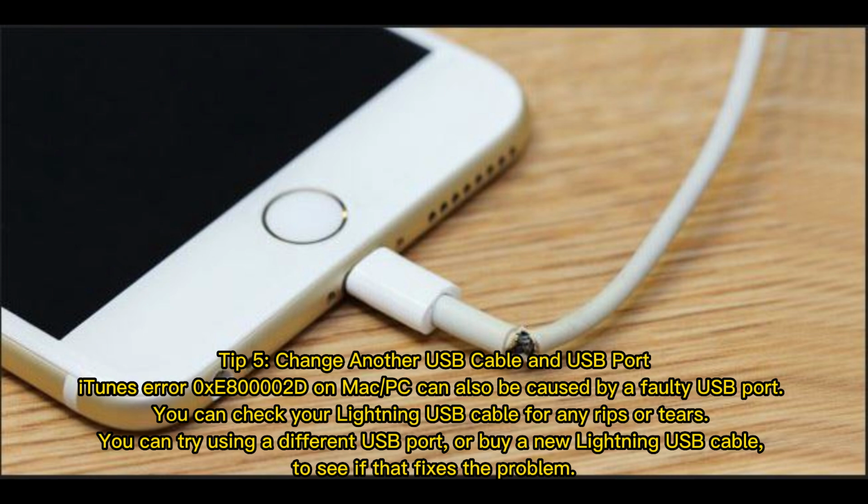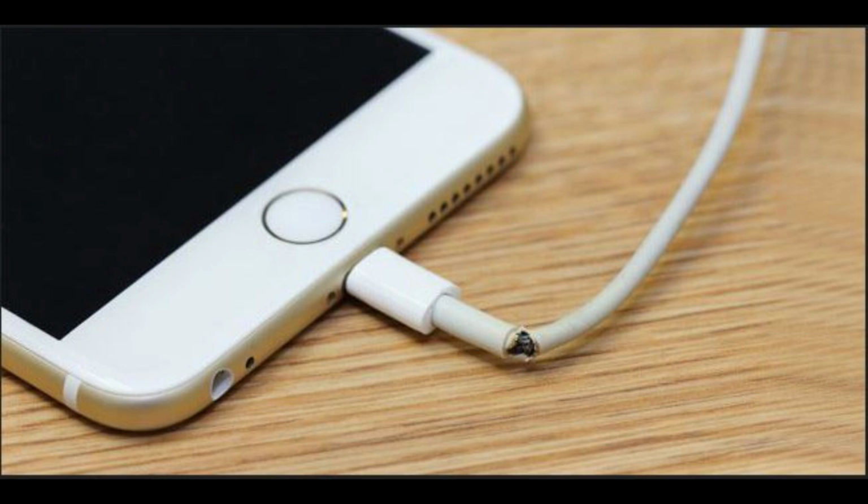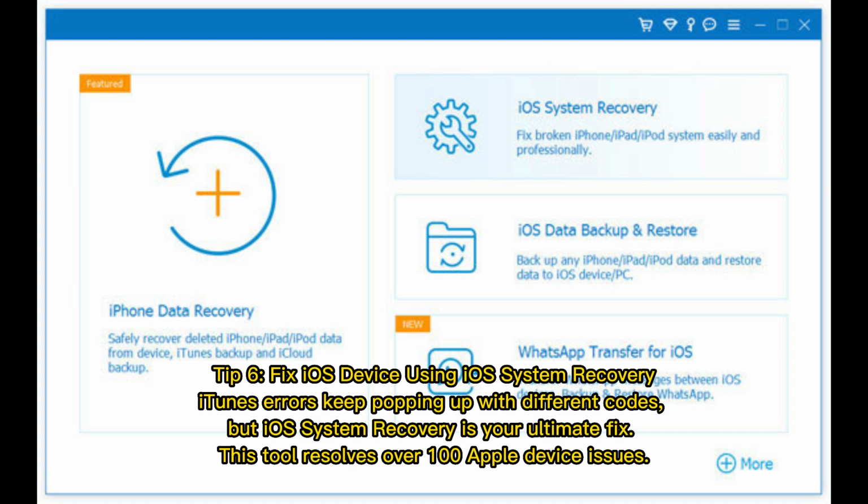Tip 5. Change another USB cable and USB port. iTunes error 0xE800002D on Mac or PC can also be caused by a faulty USB port. You can check your Lightning USB cable for any rips or tears. You can try using a different USB port or buy a new Lightning USB cable to see if that fixes the problem.